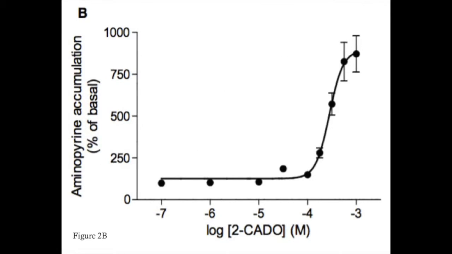Using increasing concentrations of 2-CADO, which is 2-chloroadenosine, an adenosine agonist, the AP accumulation was determined, also seen in Figure 2b. The AP accumulation from 2-CADO was not very different from that produced by histamine, so it was chosen to be used for further studies.